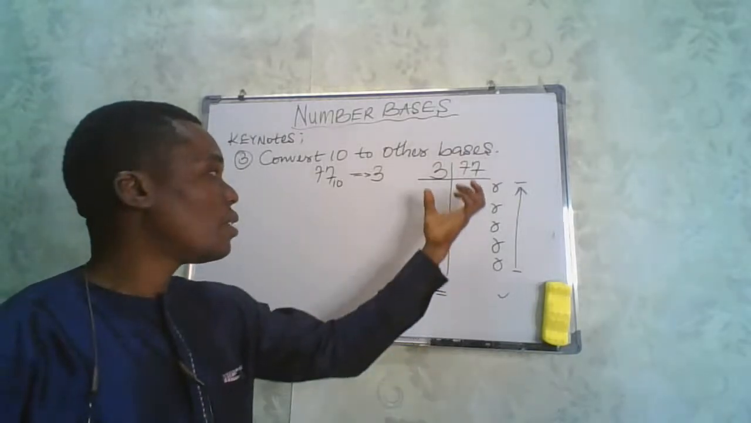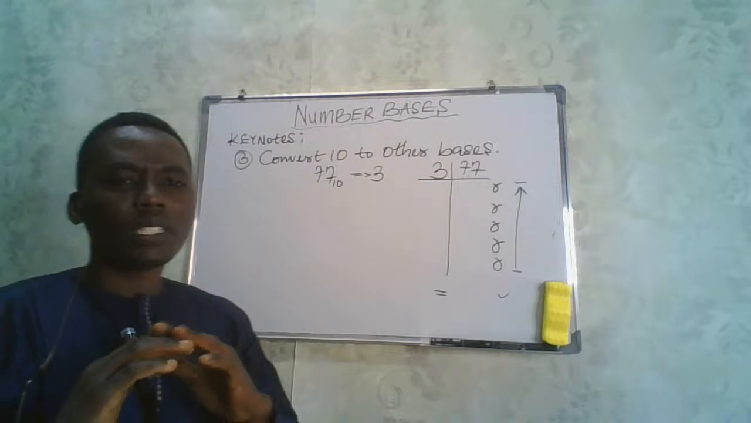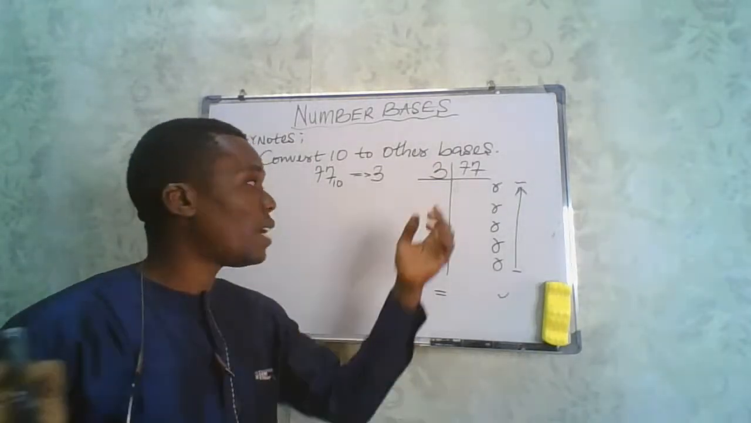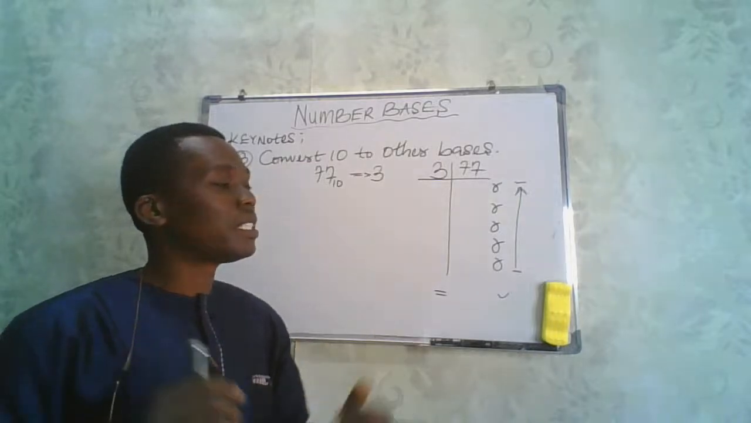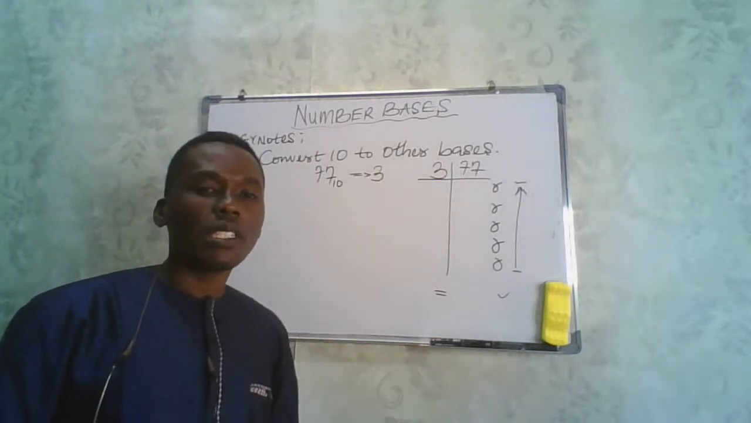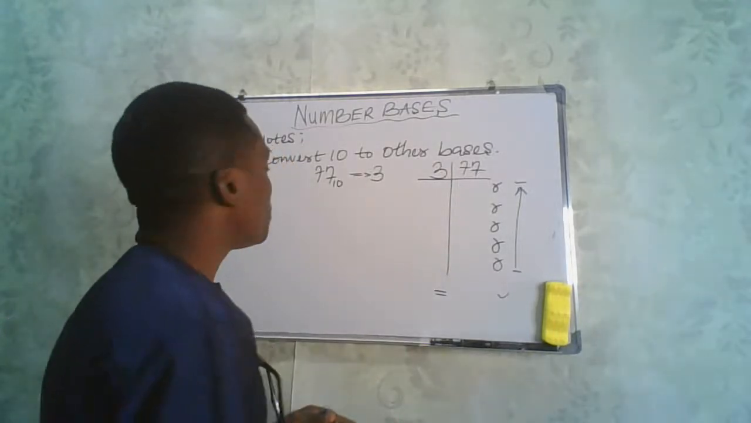So whenever you are given any question to convert from base 10 to other bases, you can simply do it. You have no issue but to go about dividing by the base you are converting to. And once you do that, hopefully your answer will pop out. So that is keynote 3.